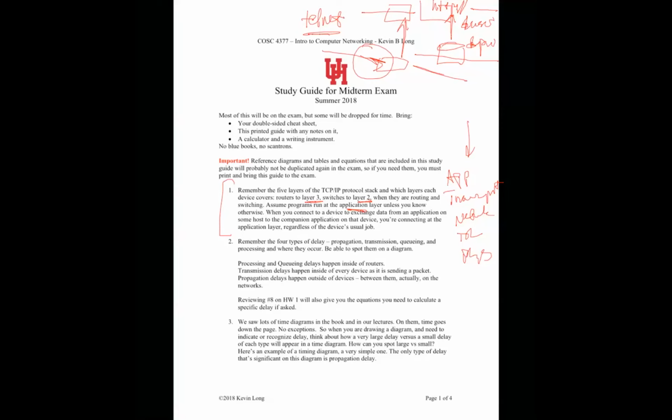Okay, remember the 4 types of delay: processing, queuing, transmission, and propagation. Processing and queuing happen inside the routers. Transmission delay is how long it takes from the time you begin sending bits onto the wire for a second to elapse. And that's the bandwidth. And if you continue on until your entire packet is sent, that's your particular transmission delay.